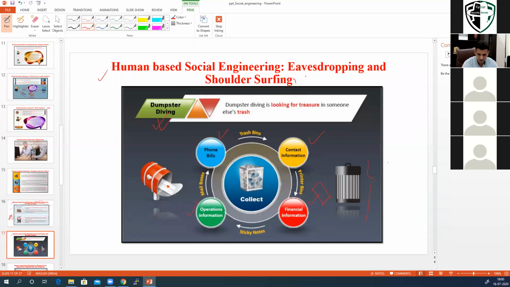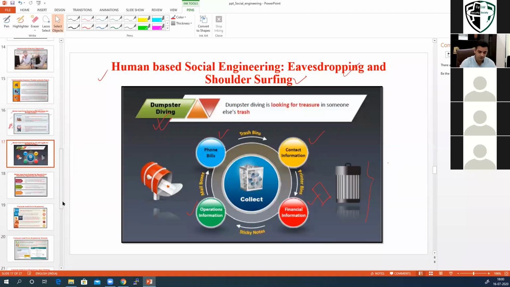There is shoulder surfing, and this is eavesdropping. All of these can be used in combination. Attackers are using all of them, or they can use just a single one. That depends entirely upon what kind of information they want. कैसी information चाहिए, कितनी information चाहिए, so obviously that entirely depends on them.